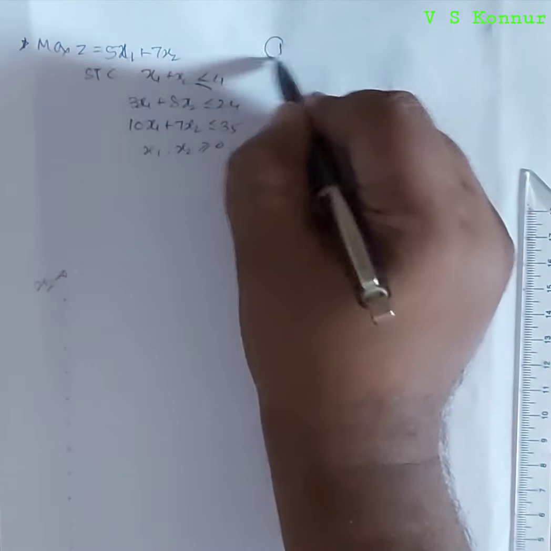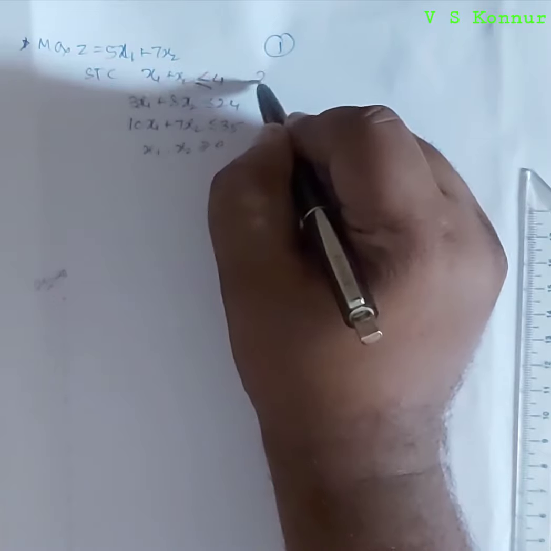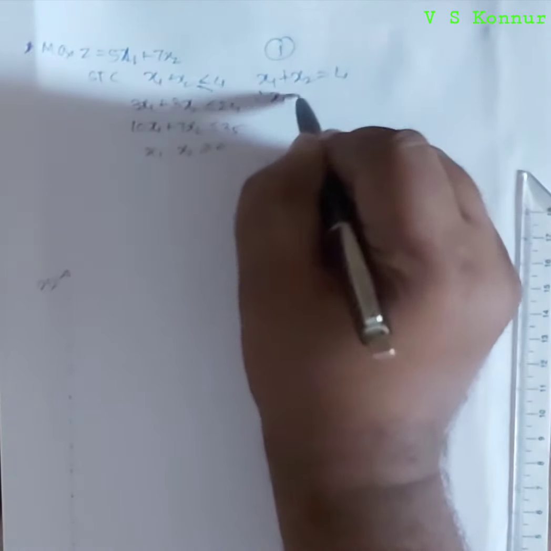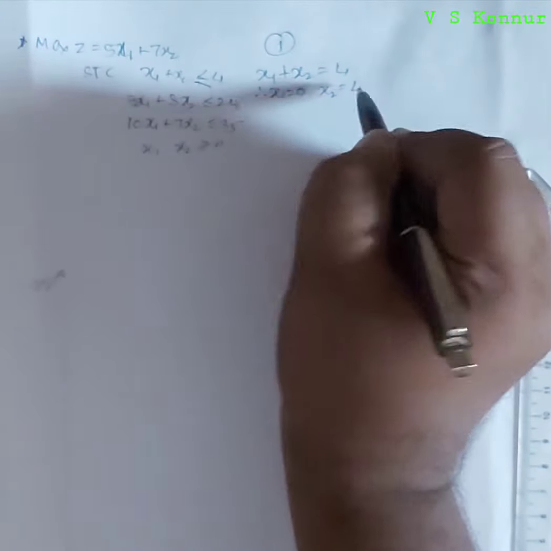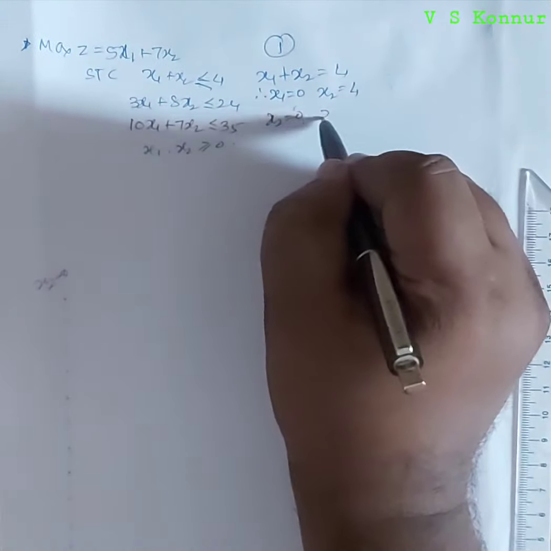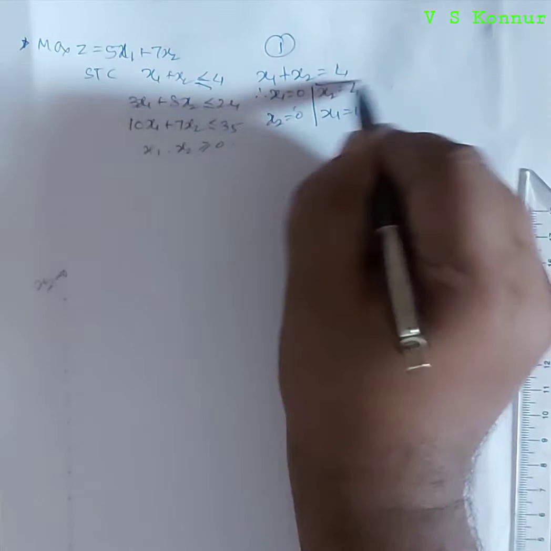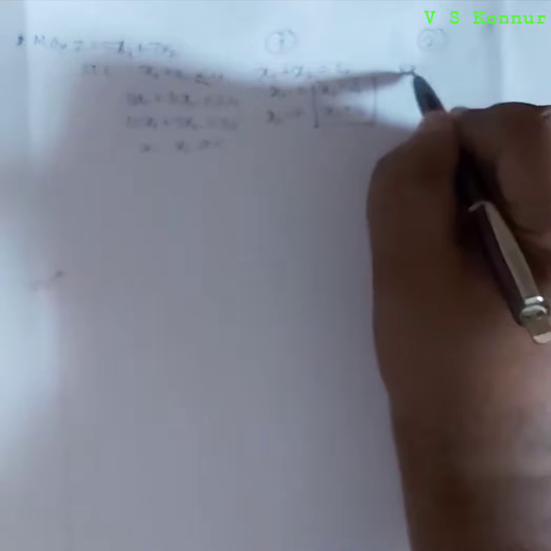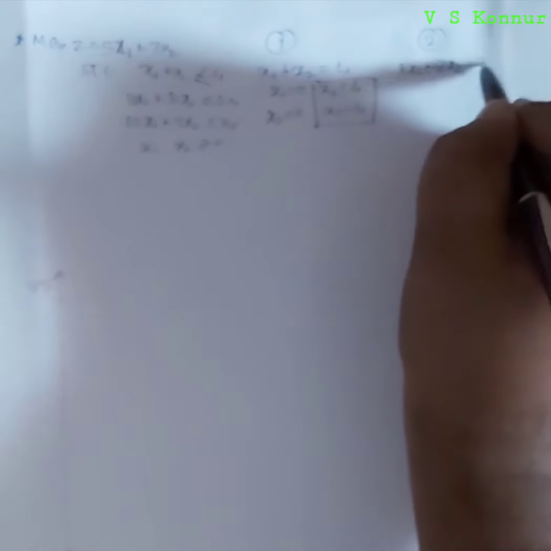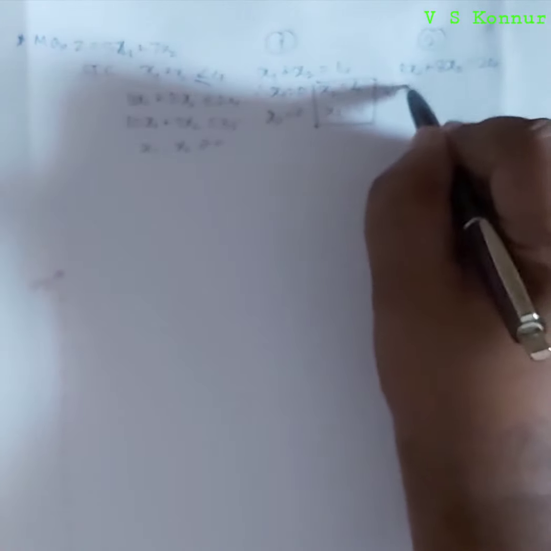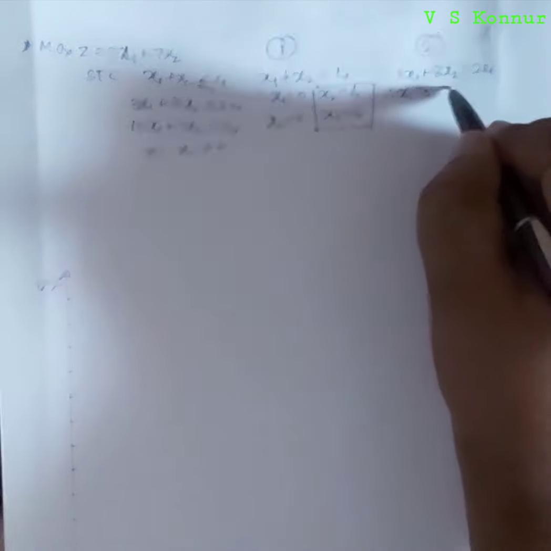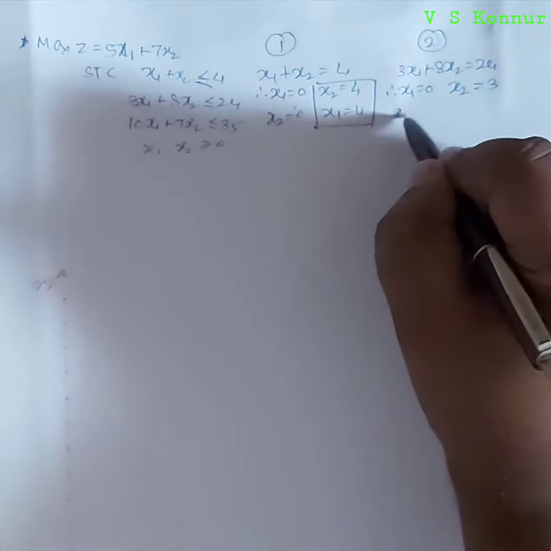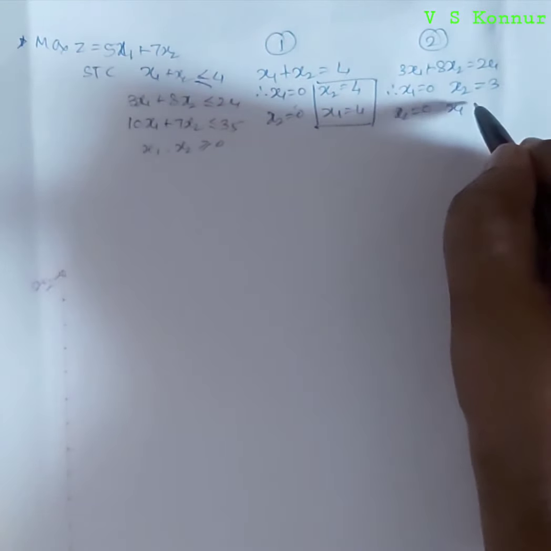We'll take the first constraint and equate it, x1 plus x2 is equal to 4. Put x1 equal to 0, x2 is equal to 4. Put x2 equal to 0, x1 is equal to 4. Second constraint, 3x1 plus 8x2 is equal to 24. Put x1 equal to 0, you get x2 is equal to 3. Put x2 equal to 0, x1 is equal to 8.